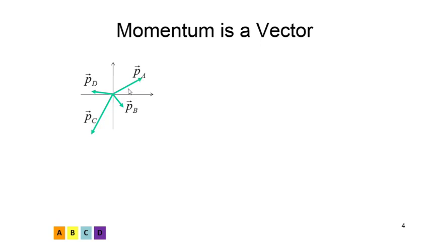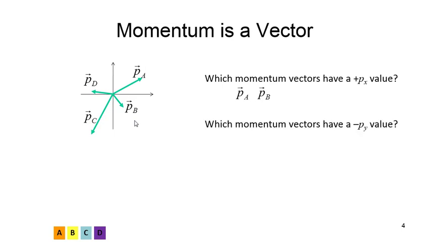So here are 4 momentum vectors. Take a second and try to figure out which momentum vectors have a positive x component. Well, the positive x components are the vectors that point in the positive x direction. So A and B have positive x components. How about which momentum vectors have a negative y component? The ones that have a negative y component are pointing downwards, so that would be B and C.